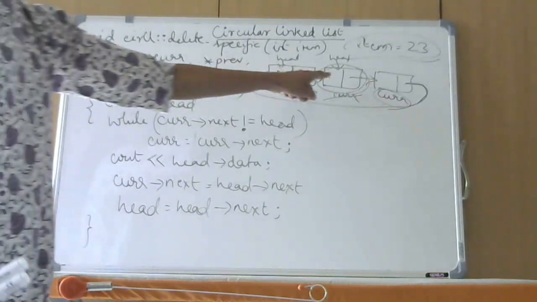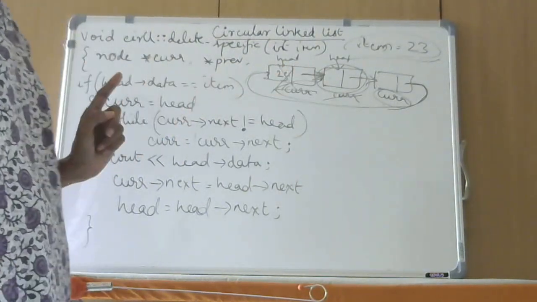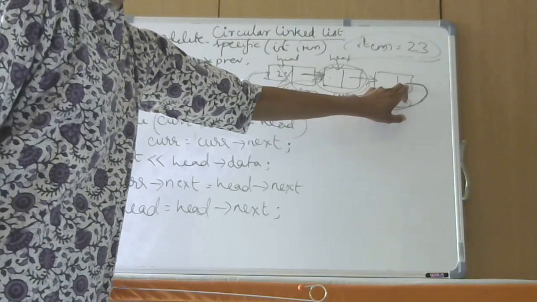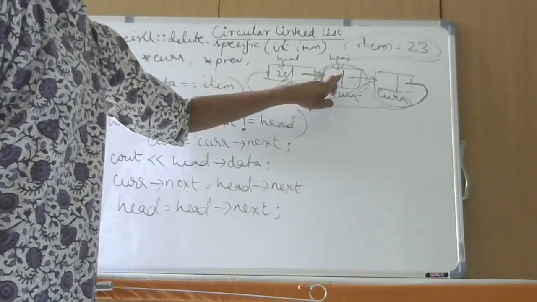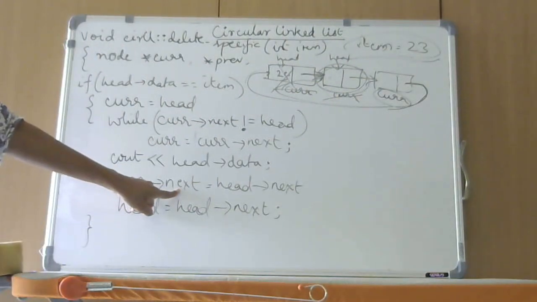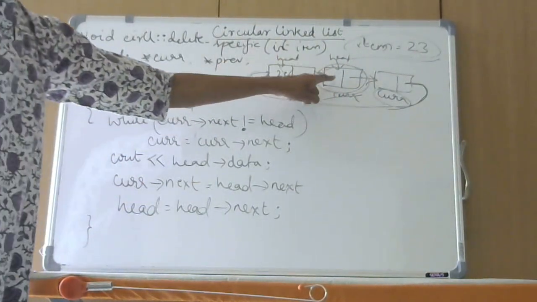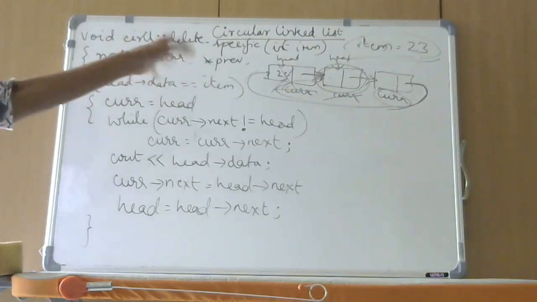How do I access the second node? It is nothing but head of next. Correct. How do I access this link? This is nothing but current of next. Current of next will come to head of next. Okay. Head will point where? It has to point to this element now, because the first element is gone.